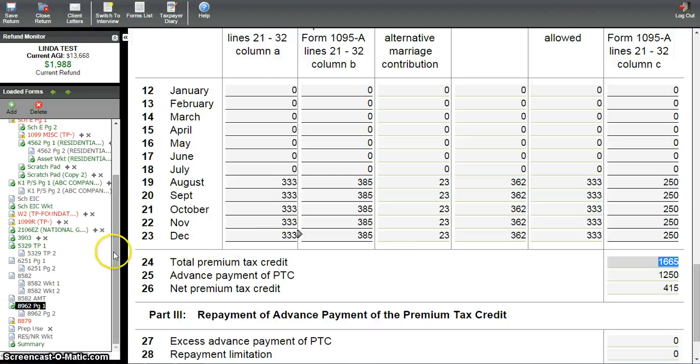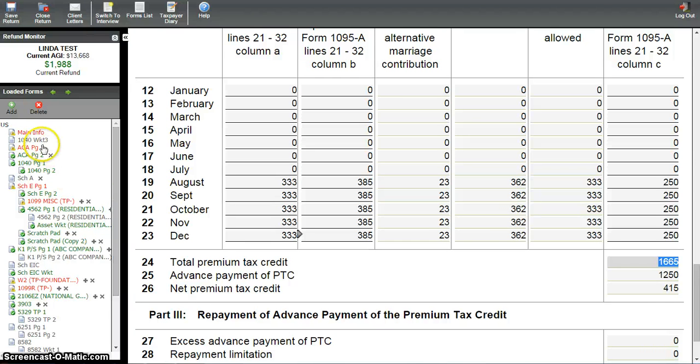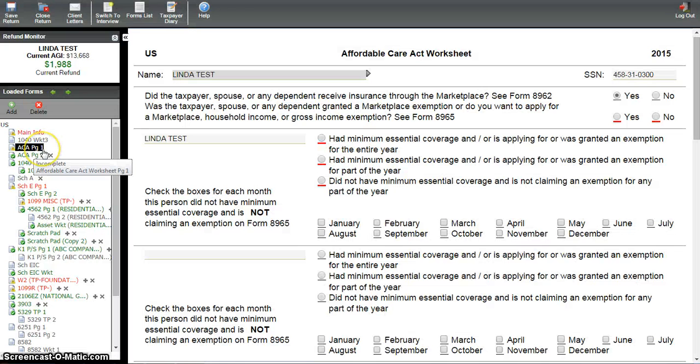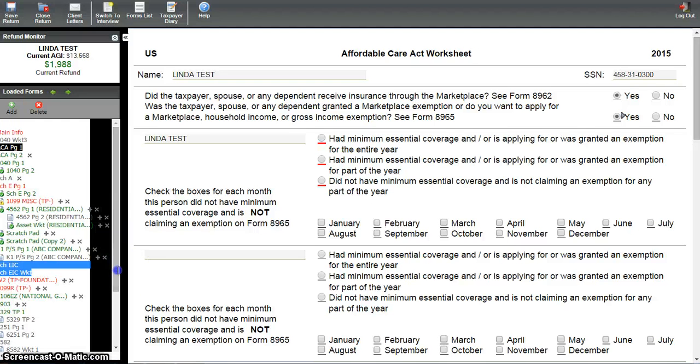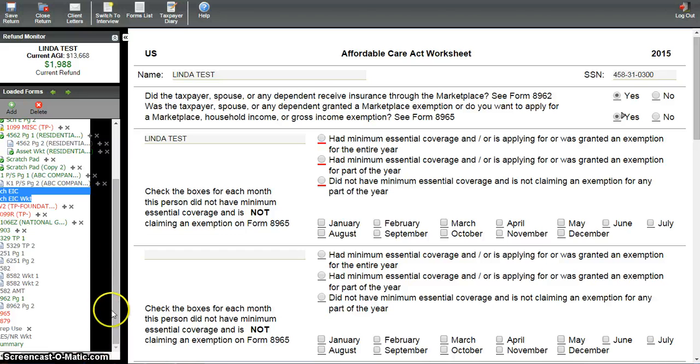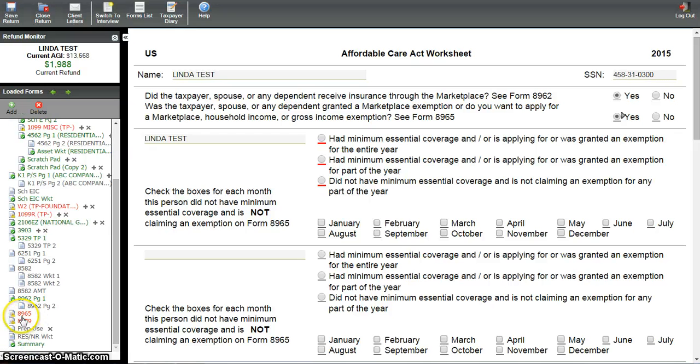Now we do have the 2 months that she was without insurance, June and July. So in order to claim that exemption on the tax return, she'll need to fill out the Form 8965. You check yes to the second question on the ACA worksheet, and TaxWise will then pull up the 8965 for you.